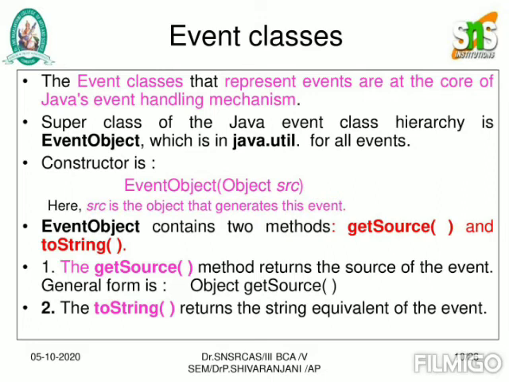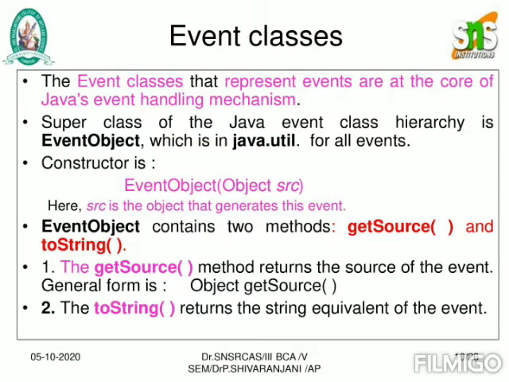Event class. Event classes represent events and are at the core of the Java event handling mechanism. The superclass of the Java event class hierarchy is EventObject, which is available in the java.util package. The constructor used for accessing this class is EventObject. With the help of EventObject, you can access the event that has taken place inside your listeners. That is, when the user is inputting from the keyboard or through the mouse, everything will be recorded by this EventObject.